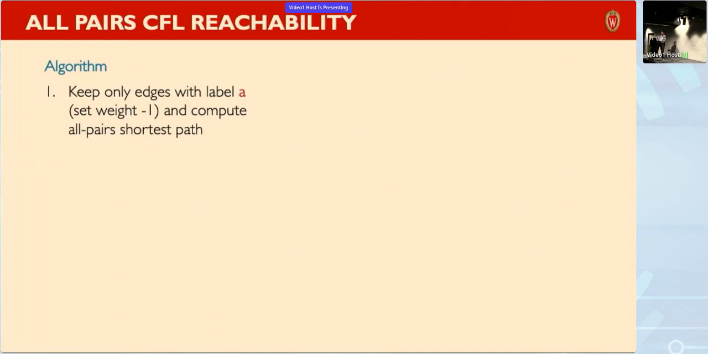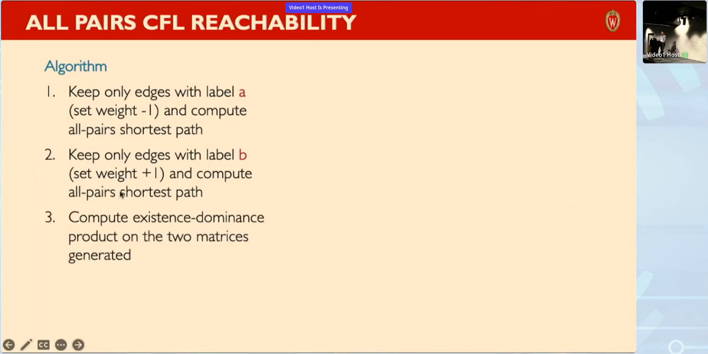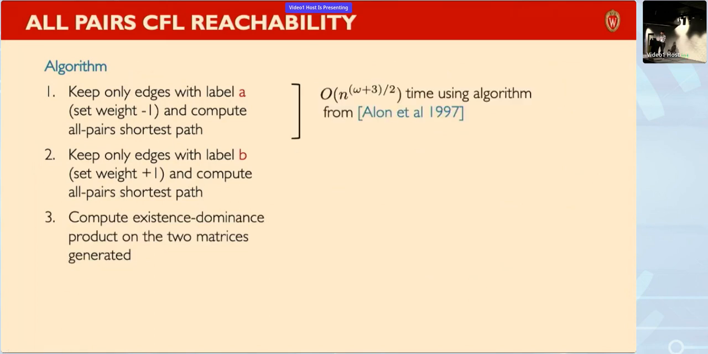The first thing we do is take the graph. For all edges with label A, we set a weight of -1 and we compute all-pairs shortest path. Then we do the same thing for B, but we set a weight of 1 and compute the all-pairs shortest path again. And then finally, once we get these matrices, we do an existence dominance product.